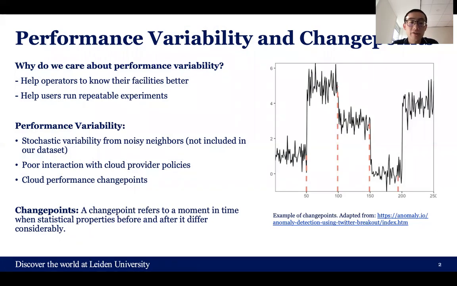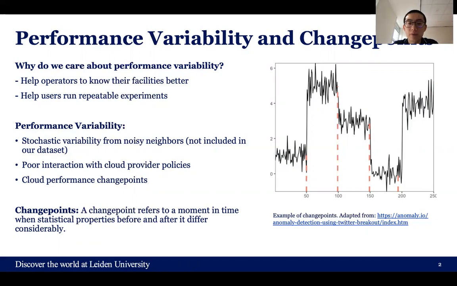Previous work identified three kinds of performance variability. They are stochastic variability from noisy neighbors. Well, it was not included in our dataset because our dataset was collected on bare metal machines. The second one is per interaction with cloud provider policies. The third one is cloud performance change points.